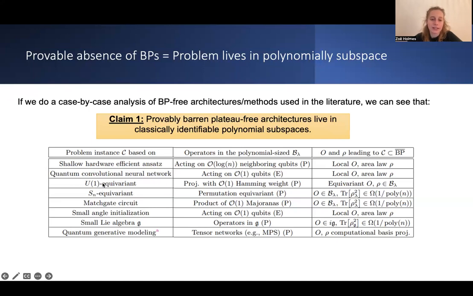But some of the symmetrized ones live in symmetrized subspaces. So for example, this U(1) equivariant case corresponds to the case where you have particle number conserving gates. So you basically live in a space with a fixed Hamming weight. And then your subspace is just going to be all operators in this fixed Hamming weight subspace.